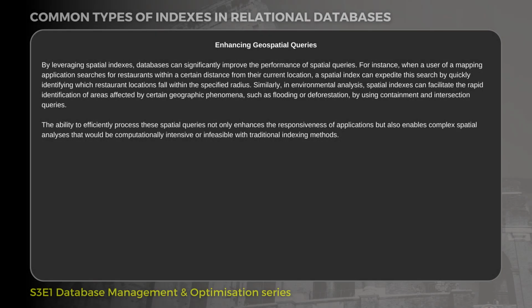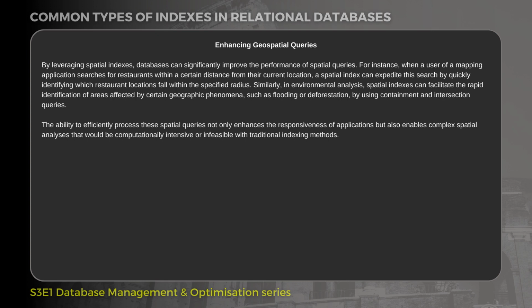Enhancing geospatial queries. By leveraging spatial indexes, databases can significantly improve the performance of spatial queries. For instance, when a user of a mapping application searches for restaurants within a certain distance from their current location, a spatial index can expedite this search by quickly identifying which restaurant locations fall within the specified radius.